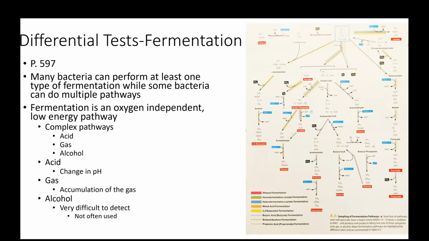So remember, even though these fermentation pathways are very complex, they all have 3 commonalities. It starts with pyruvate, oxidizes NADH so it can recycle it, and it ends in an acid, a gas, or an alcohol. Now, when we look at these 3 potential products, acids and gases are actually quite easy to detect in a bacterial sample. An acid, we can simply detect changes in pH. A gas, we can look for the accumulation of a gas. However, the third one, an alcohol, is pretty difficult to detect. At least it's not nearly as easy as detecting an acid or a gas. So most of these fermentation tests focus on the production of an acid or a gas.